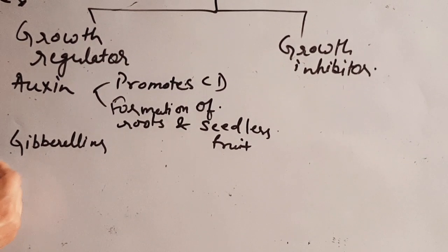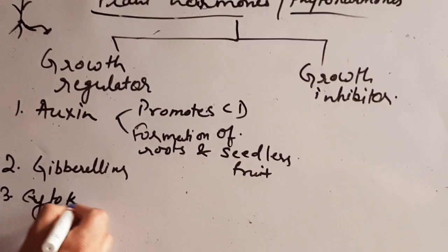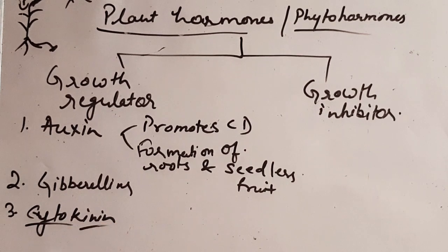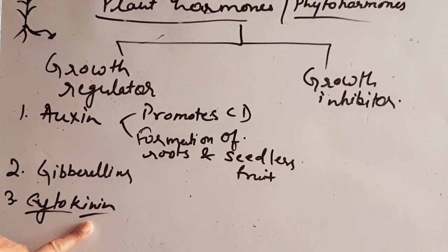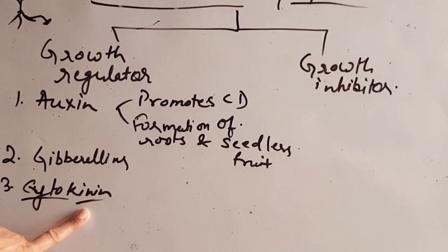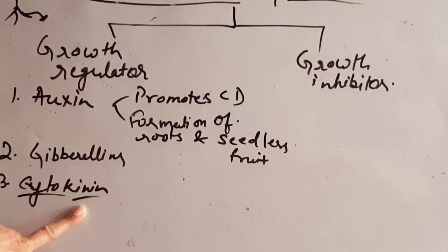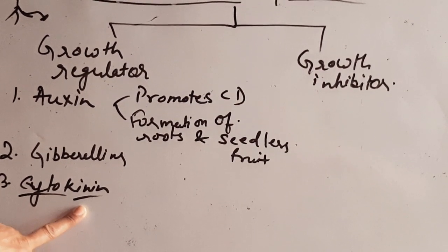Third is cytokinin. As the name suggests, cyto means cell, kinin means division. So it promotes cell division. This hormone promotes cell division and thus it delays the aging of the leaves. If this is secreted in the plant body, it is going to control the aging of the leaves.